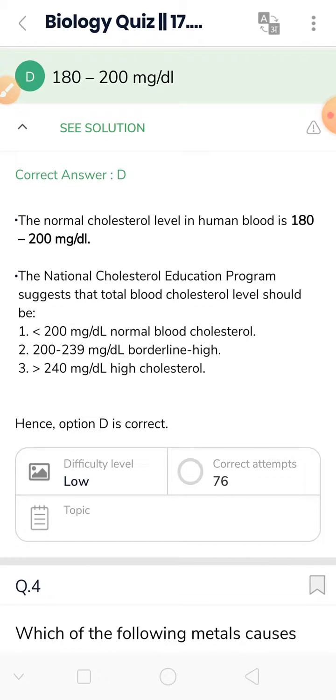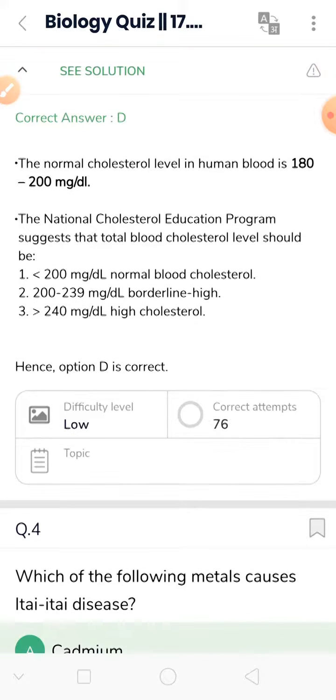The National Cholesterol Education Program suggests that the total blood cholesterol level should be less than 200 mg per deciliter. Normal blood cholesterol: 200 to 239 mg per deciliter cholesterol is borderline to high, and above 240 milligram per deciliter is high cholesterol.